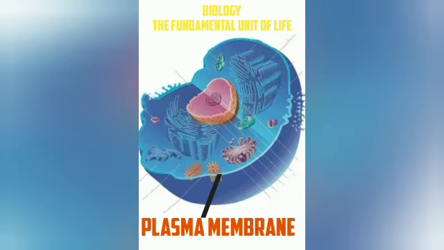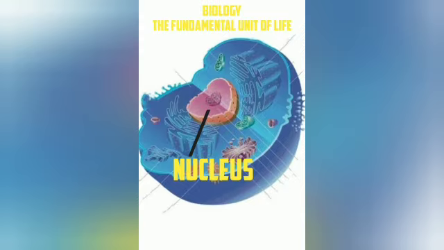Now nucleus. It is known as the control center of the cell, also known as the brain of the cell. It controls the function of the cell. It is responsible for the transmission of hereditary characters from one generation to other. It contains nucleolus and chromatin fibers.